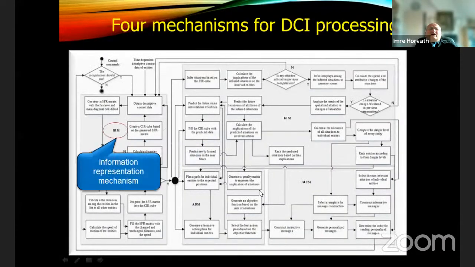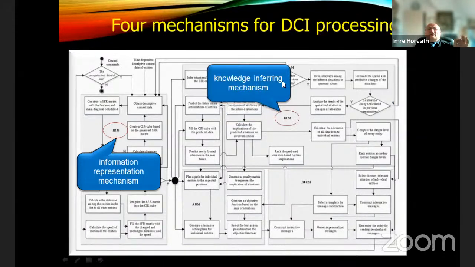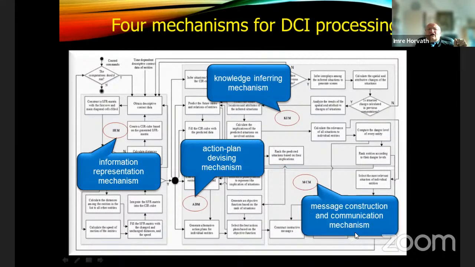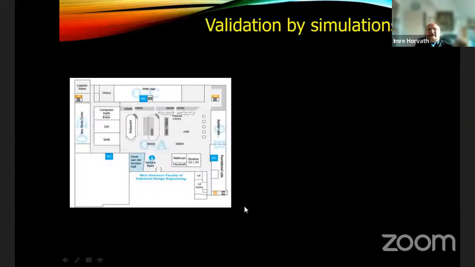So what we have here is the functional structure on the main function level of this particular system, and we developed 4 specific reasoning mechanisms, which included several tens or even hundreds of computational algorithms arranged in a purposeful way. One mechanism was for information representation, the other one was for knowledge inferring, the other one was for action plan devising, and there was a message construction mechanism as well, and they were interrelated, communicated, and worked in parallel.